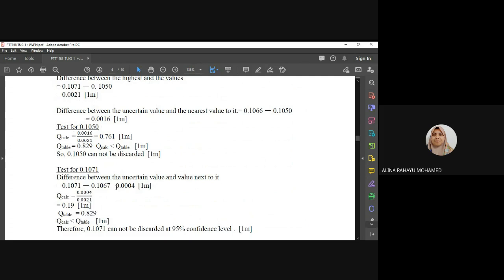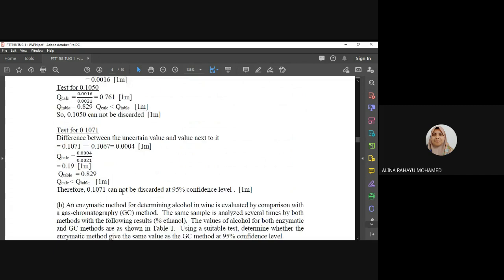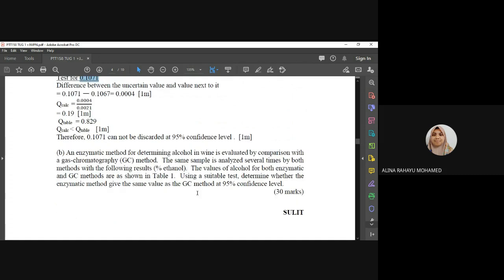Next, test for 0.1071, because this number is the other number on the far left. The difference between that number and the one next to it is 0.0004. Q calculated is 0.0004 over 0.0021, which is 0.19. Q table is the same one, 0.829. Q calculated is lower than Q table because 0.19 is lower than 0.829. Therefore, 0.1071 cannot be discarded also at 95% confidence level.